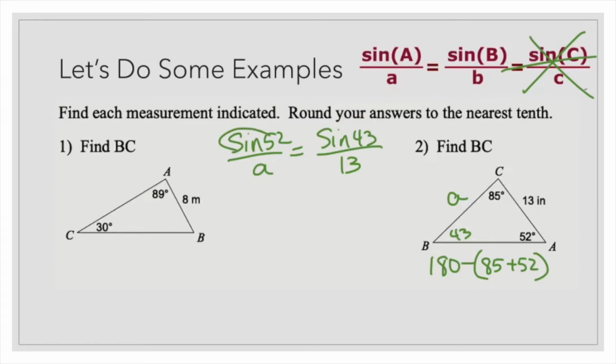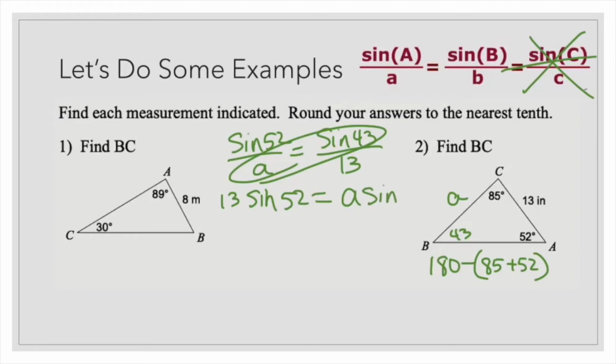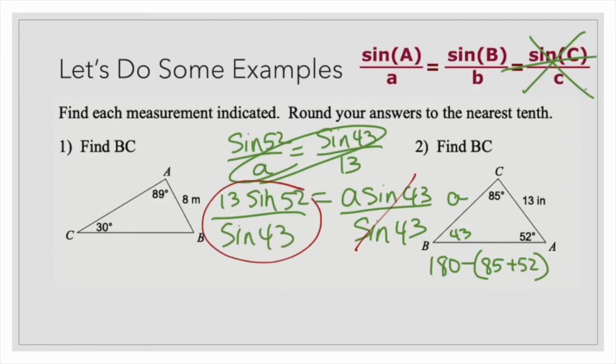I'm going to take these two. That's 13 sine 52 and set it equal to those two, which is A sine 43. Now I'm going to solve for A by dividing by sine 43. Those will cancel, and I'm going to put this in my calculator.